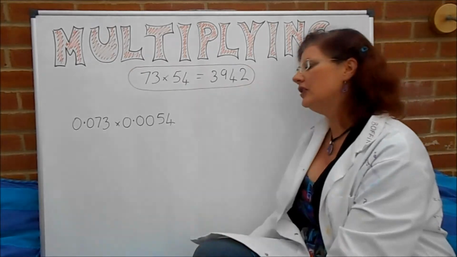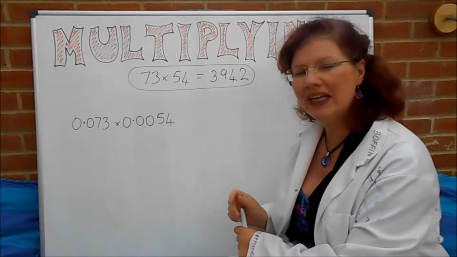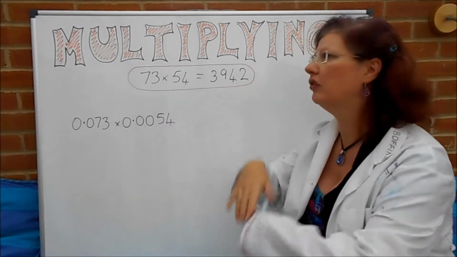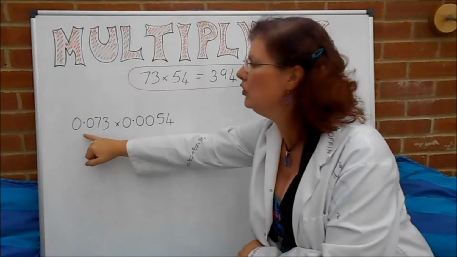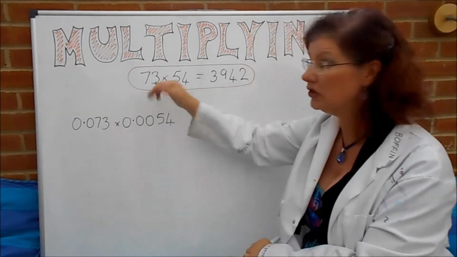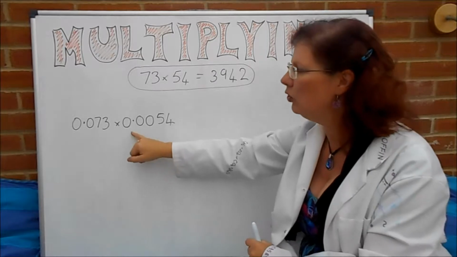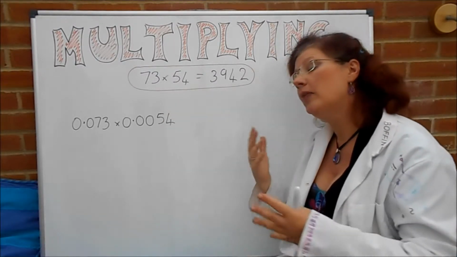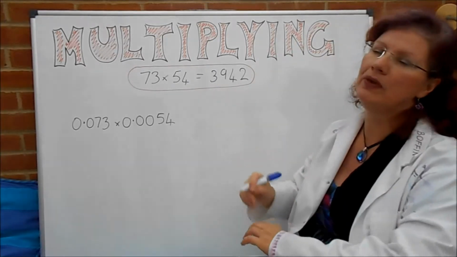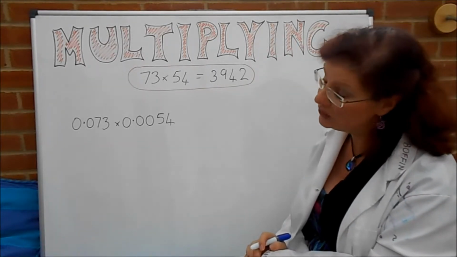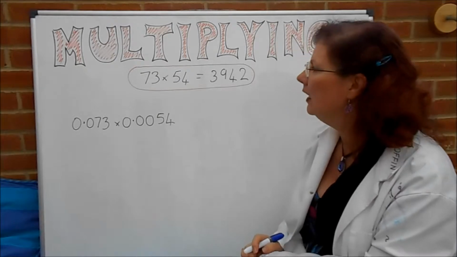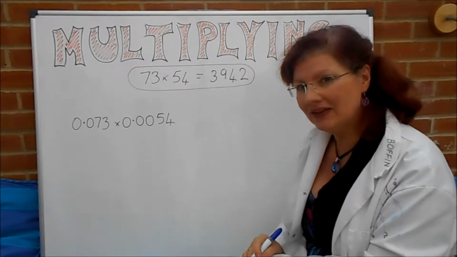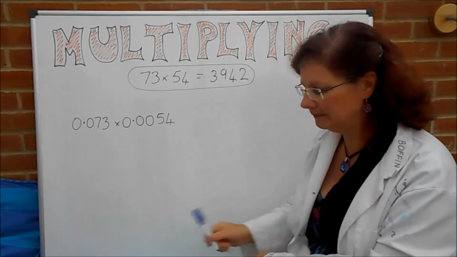So just for starters, of course, when you're doing anything with decimals in, the first thing you do is throw all the decimals out. So our 0.073, we're just going to pretend is 73. 0.0054, we're just going to pretend is 54. And either by grid method or compact method, you would come out with 3,942 as your answer. So clearly those are the right digits, but we need a decimal in there.